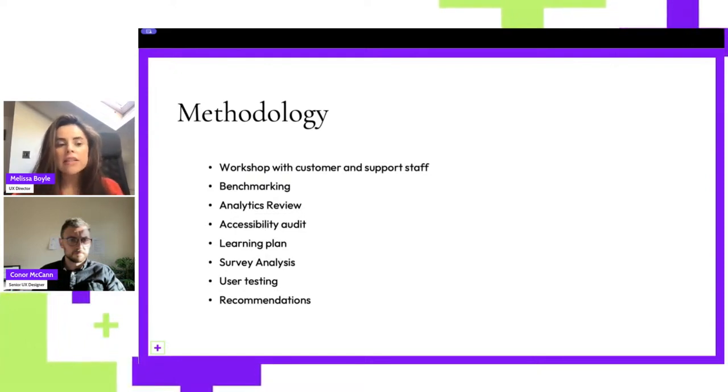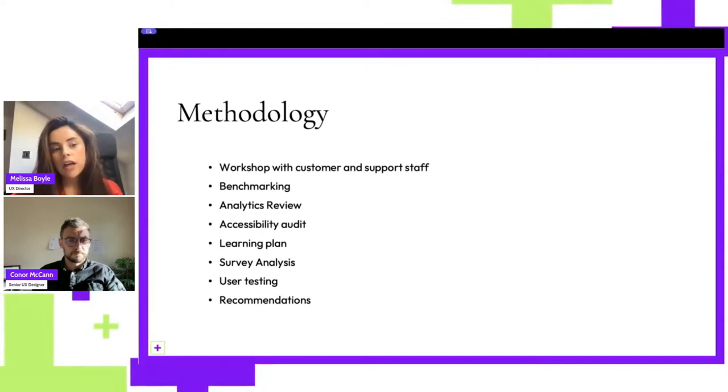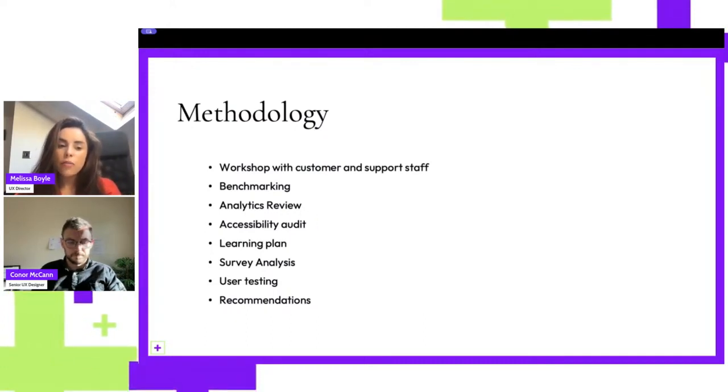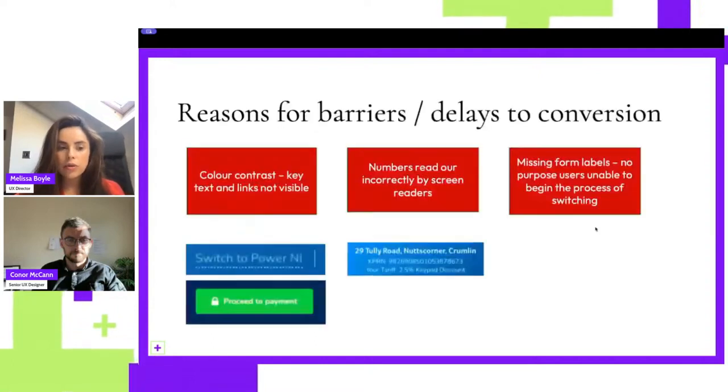And all these things resulted in us putting together a learning plan to get after some of the questions and insight that we needed to help fuel our primary research, which came in the form of a survey and some user testing, which ultimately ended with some recommendations on how they could improve their design.